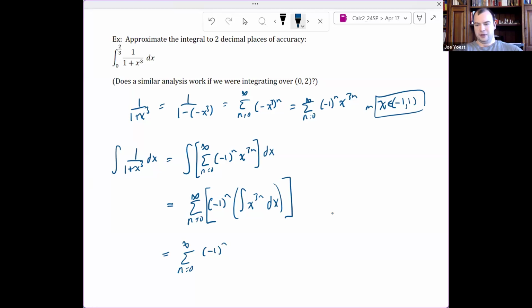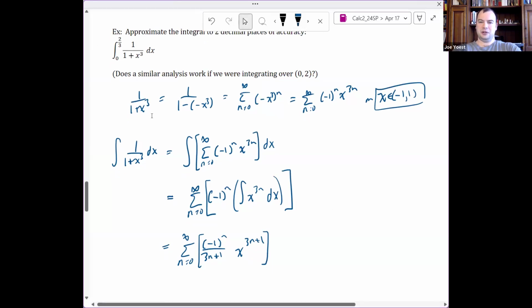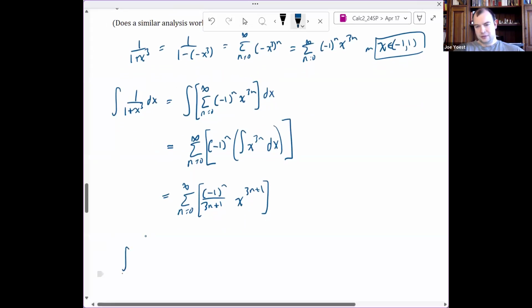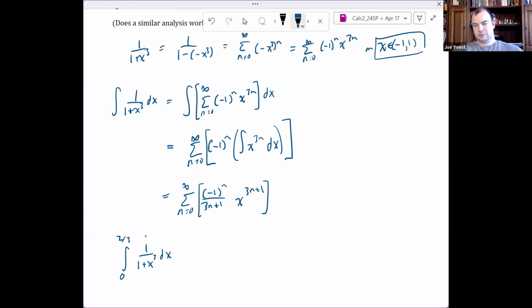And when I integrate x to the 3n, what do I get? X to the 3n plus 1 over 3n plus 1. Here, I'm not super worried about the constant because I just need an antiderivative, because I'm looking to eventually evaluate this between 0 and 2/3 anyway. If we call this big F of x, we're looking for big F of 2/3 minus big F of 0.